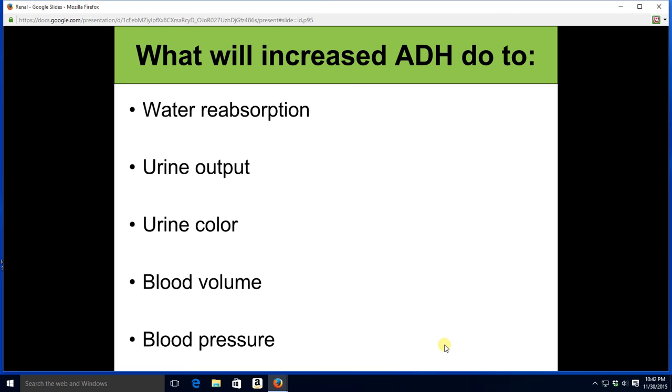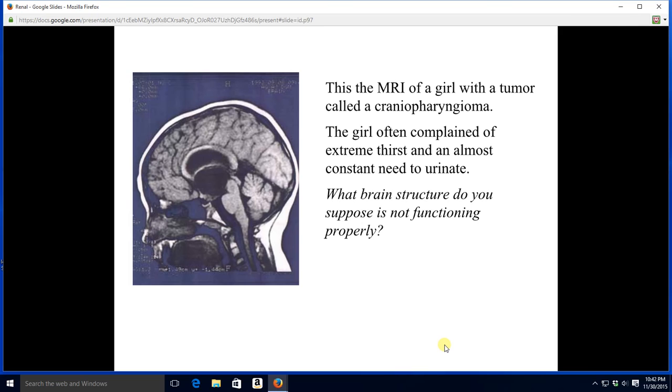And we've got to answer 5 questions here. You've got to tell me what ADH will do to all 5 of these. And right here we've got an MRI of a girl with a tumor called a craniopharyngioma. This girl gets crazy thirsty, always has to pee. You've got to tell me what brain structure is not working properly.